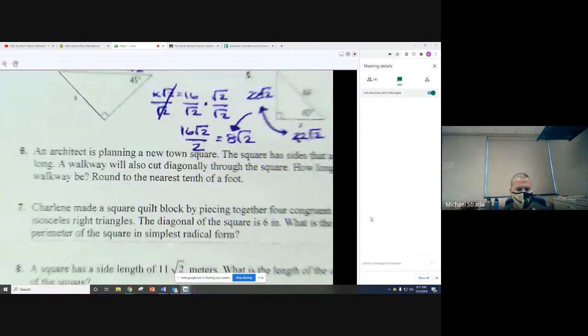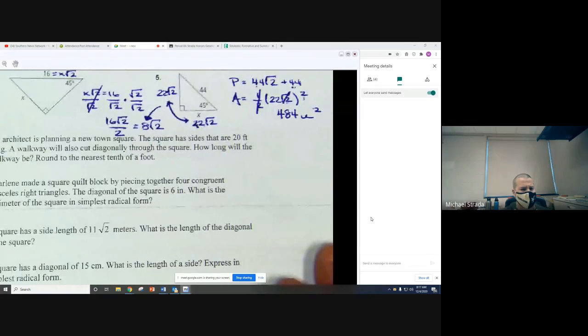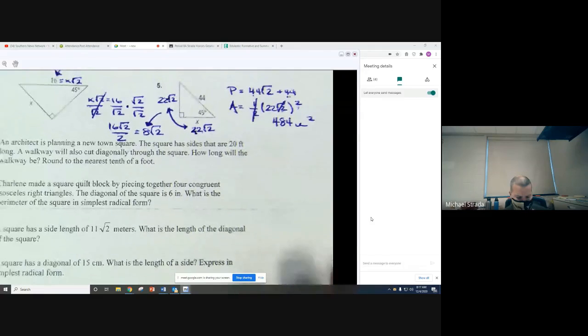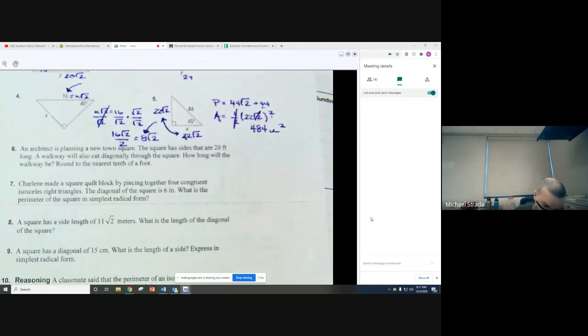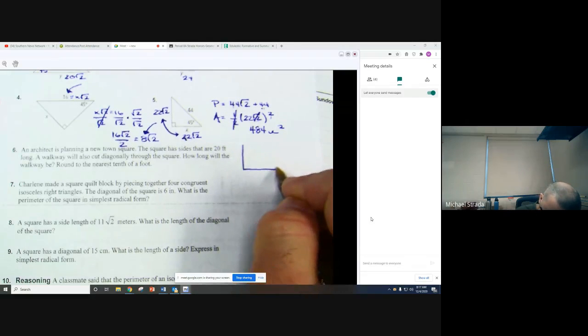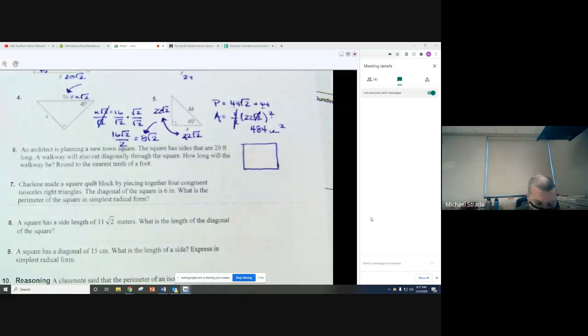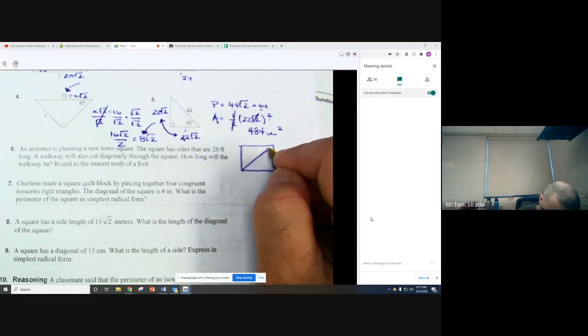Now we got some word problems. An architect is planning a new town square. The square has sides that are 20 feet long. A walkway will also cut diagonally through the square. How long will the walkway be, rounded to the nearest tenth of a foot? All right. So there's my square, town square. And there's the diagonal walkway.